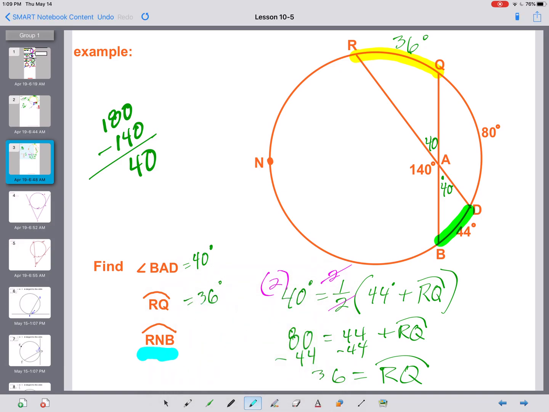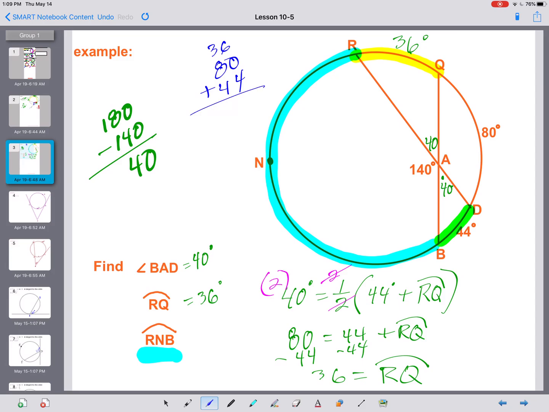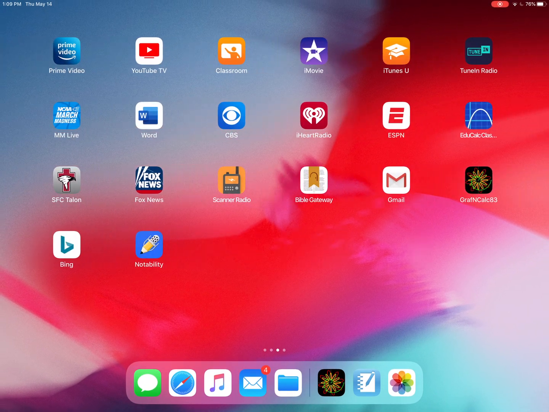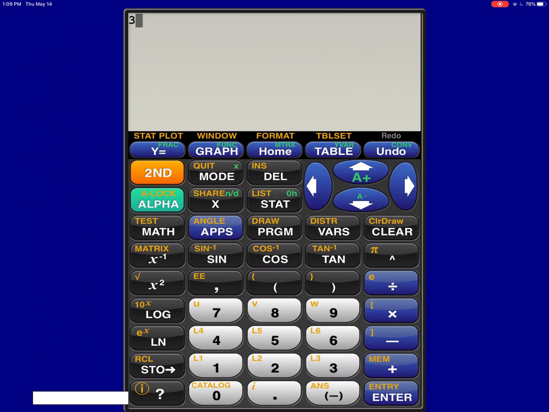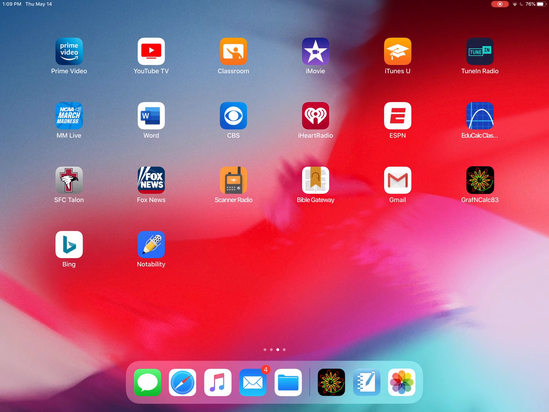They want arc RNB, this one right here. RNB. Well, how do I do that? Well, what do all the arcs add up to? 360. Well, I already have 3 of them. There's one that was 36, one that was 80, and one that is 44. Let's add them up. 36, 80, and 44. Boom, there it is, 160.